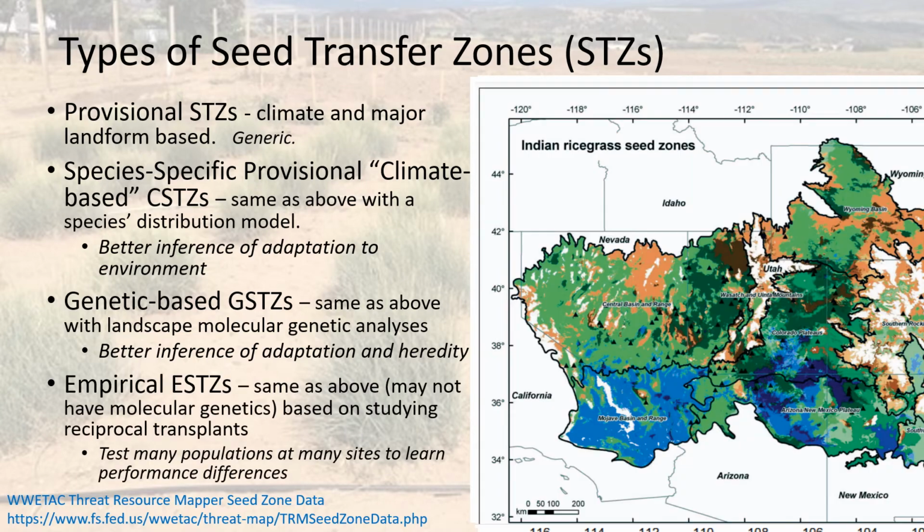The gold standard is empirical seed transfer zones, and these require having common garden studies at a lot of different sites, studying populations from all over the range at a lot of different environmental characteristics. We only have one that's applicable to the Staircase region, and that is for Indian ricegrass.